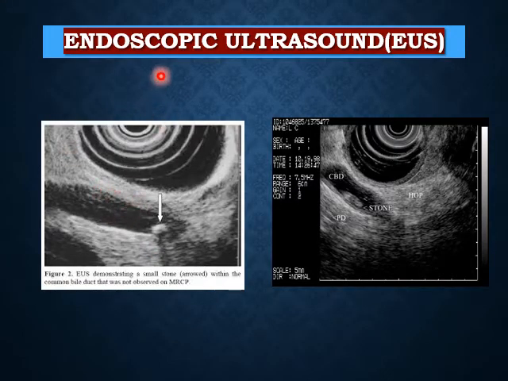This is an EUS, endoscopic ultrasound, which clearly shows a stone in the lower end of the CBD or ampulla of Vater, which is clearly causing obstruction of the pancreatic duct. Another one, a stone in the CBD.